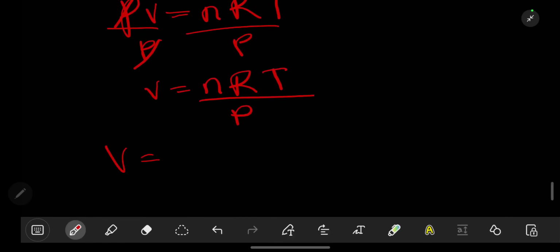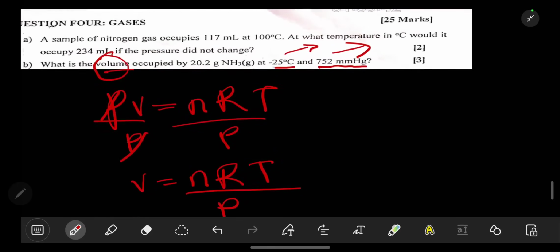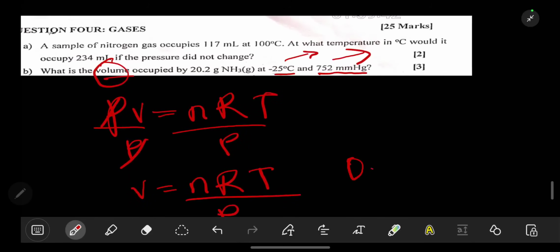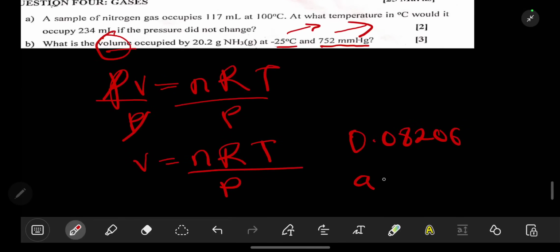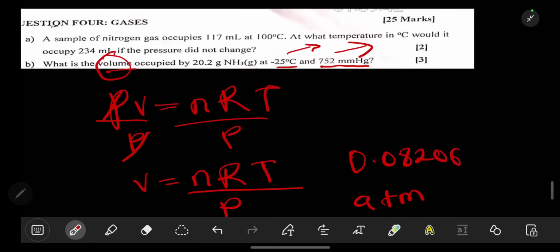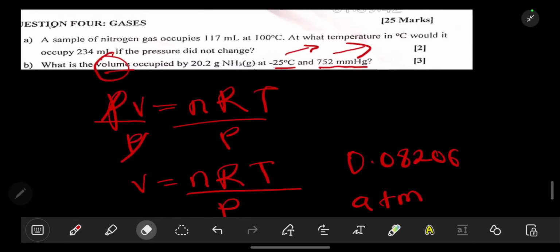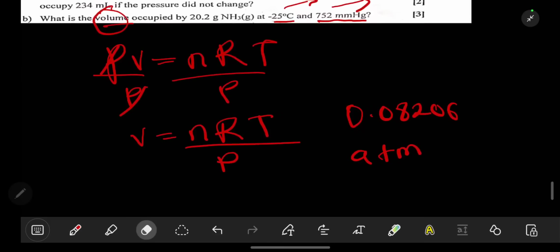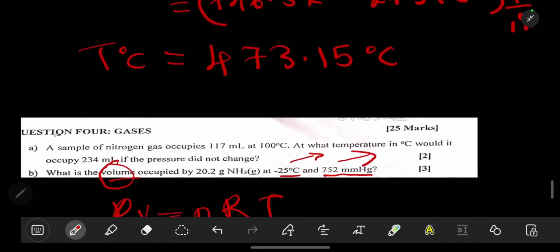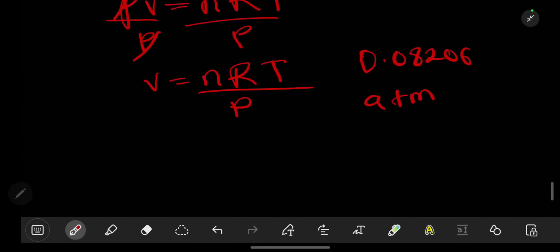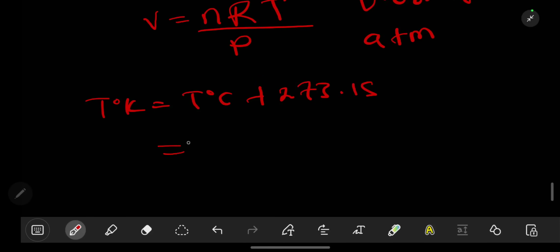So our volume should be equal to, now, we are going to be using our R is equal to 0.08206. So our pressure has to be in ATM. So converting the pressure to ATM, we are going to get the value. So let's convert the pressure, and convert the temperature, which has to be in kelvins. So gases mostly is about converting. So let's begin with our temperature. So the temperature in kelvins should be equal to temperature in degrees Celsius plus 273.15. So let's just convert direct.